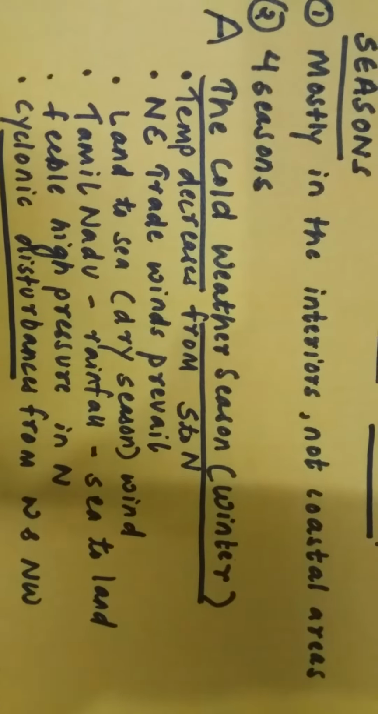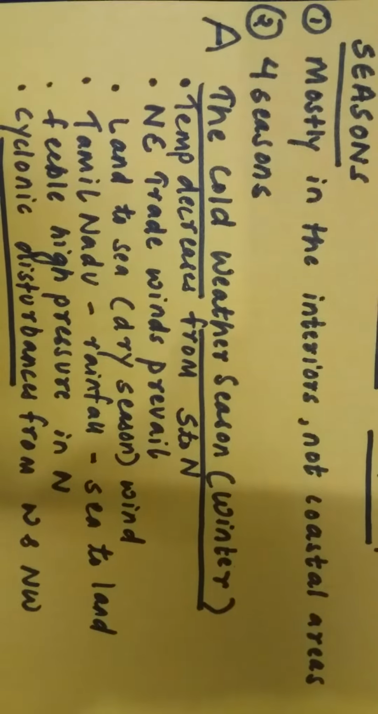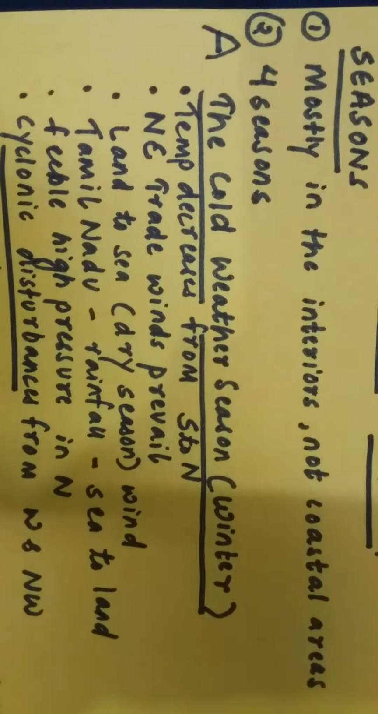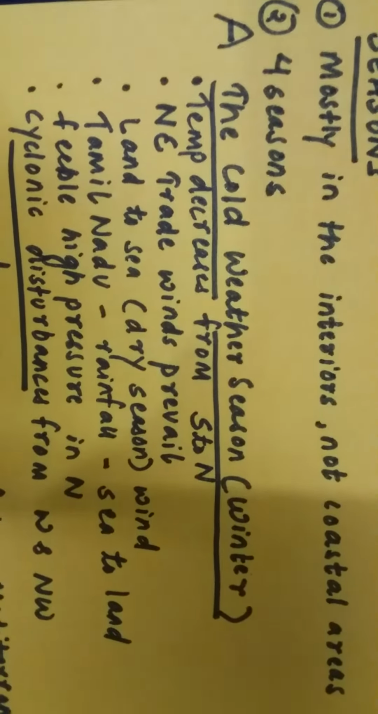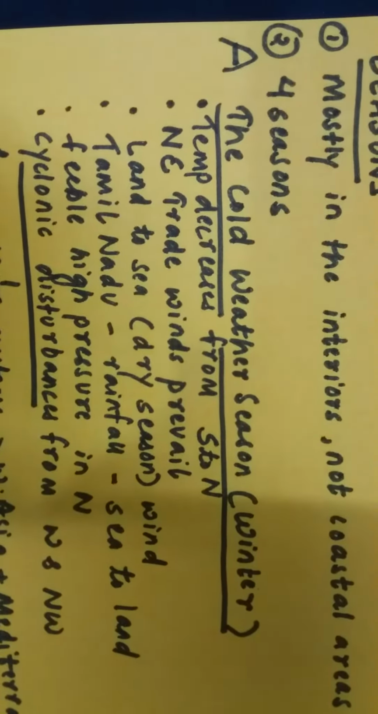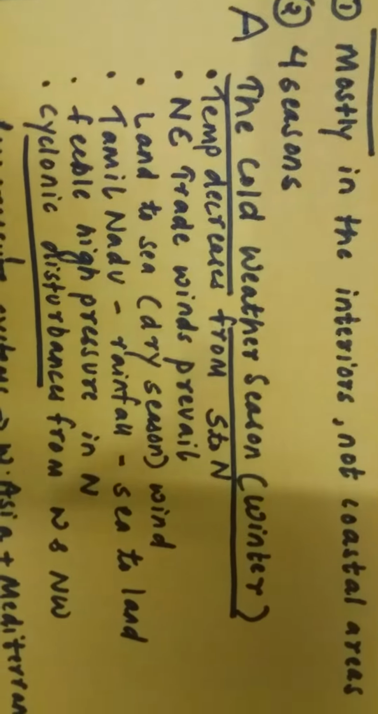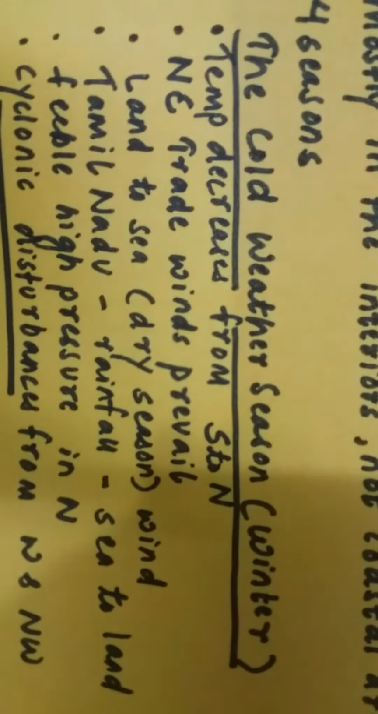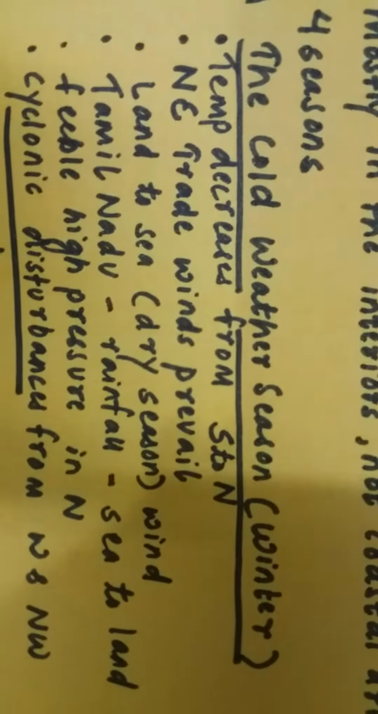So obviously, as you know, the northern part of the country has extreme cold conditions unlike the peninsular or the southern part. So yeah, temperature decreases from south to north, and the coldest areas are basically in the north. The second point is northeast trade winds prevail.